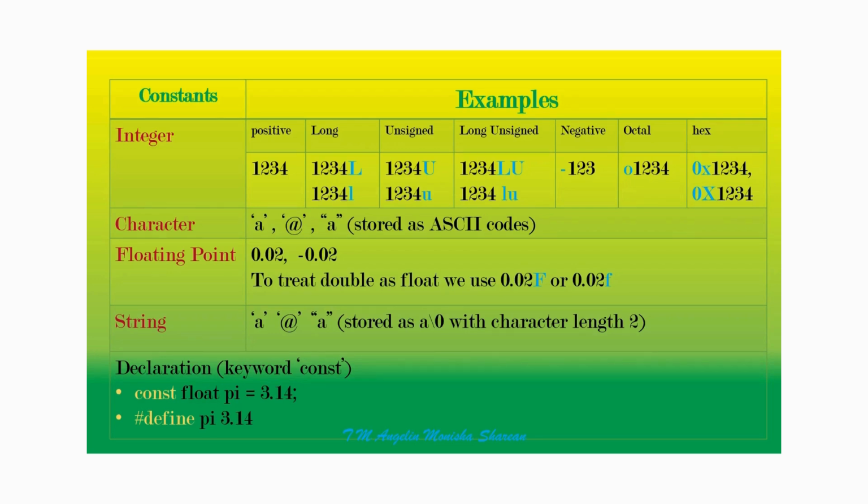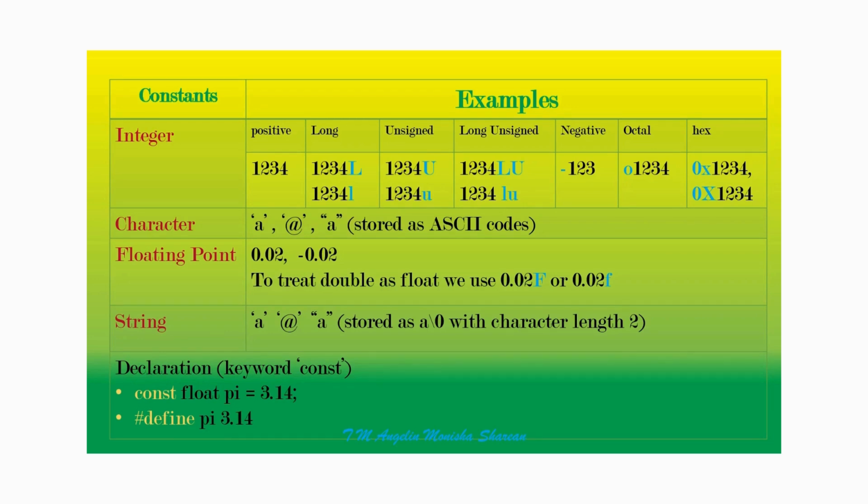The character constant is nothing but any alphabet or symbol or a number which is enclosed inside single quotes or double quotes. And these characters are stored as ASCII codes. ASCII is nothing but American Standard Code for Information Interchange. And the floating point numbers can be negative or positive numbers which are decimal. In case you want to treat a double as a float, we use a key letter called F.